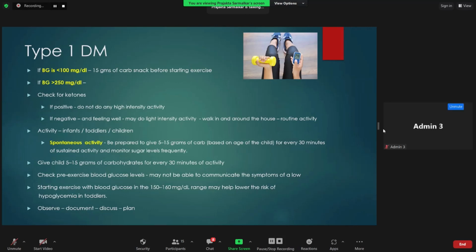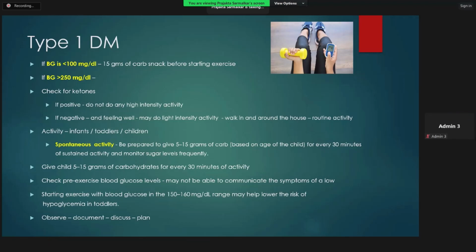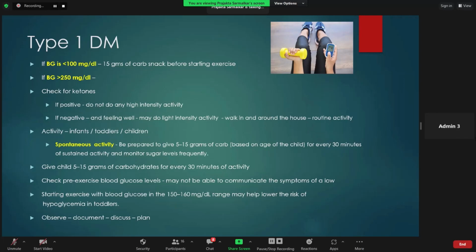Now, a lot of parents who are newly diagnosed come up with one very important issue, which is spontaneous activity. My child sits at one corner for 3-4 hours, but suddenly will get up and start cycling for the next 2 hours. And it's very difficult to stop a toddler from doing what they want to do. You cannot put restrictions on everything. So what do we do? It's a simple thing.